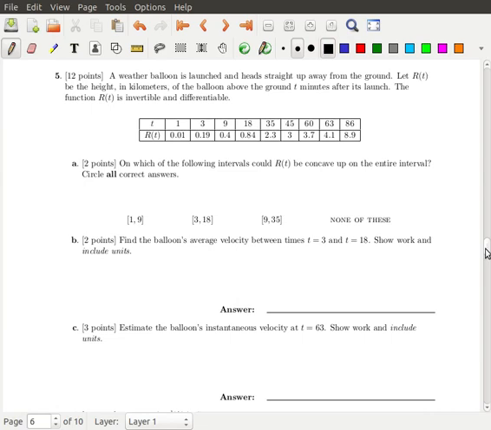Problem 5. A weather balloon is launched and heads straight up away from the ground. Let r of t be the height in kilometers of the balloon above the ground t minutes after launch. Function r of t is invertible and differentiable. If we look at r, this height above the ground, it's getting larger and larger as time goes on.